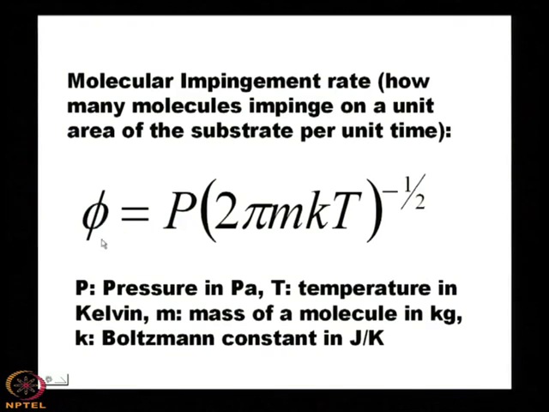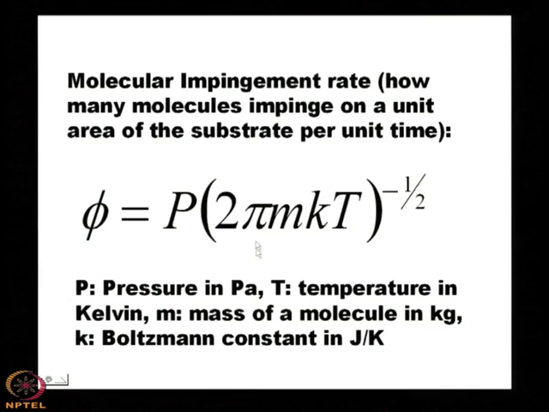Okay. So, that is very important, and that is given by phi equals P into (2 pi m k T) to the power minus half. What is P? P is the pressure in Pascal, T is the temperature in Kelvin, k is the Boltzmann constant in Joule per Kelvin, and small m is the mass of a molecule in kg. So, this is the molecular impingement rate, that means how many molecules impinge on a unit area of the substrate per unit time.